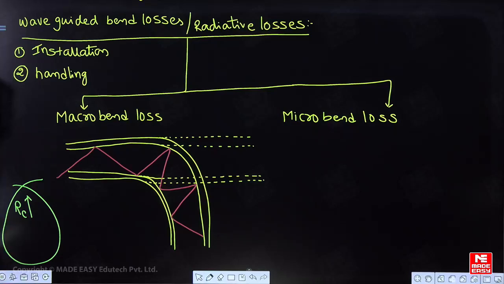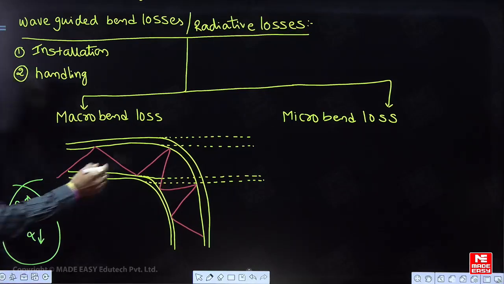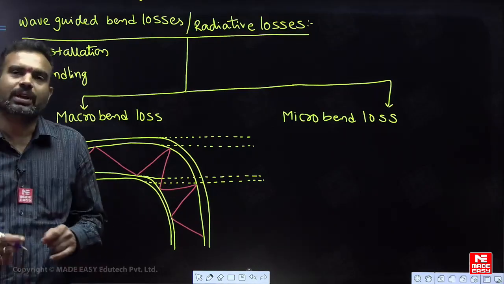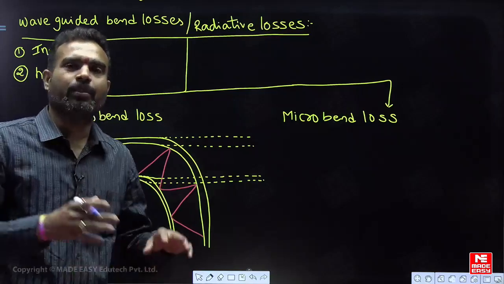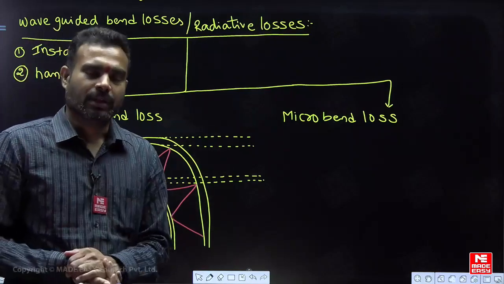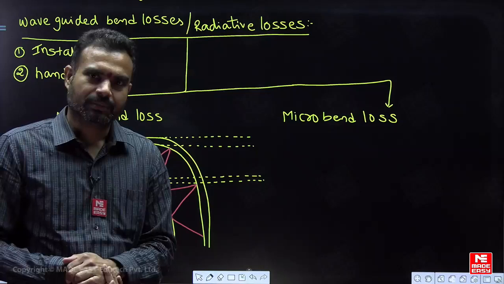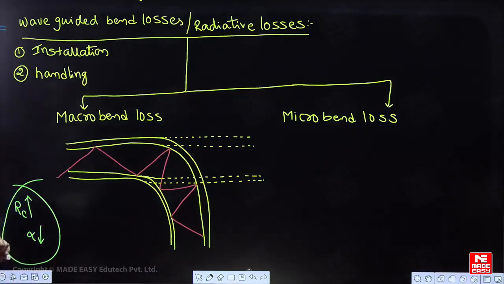So, with a large radius of curvature, when I am making a bend, the amount of loss that it offers is very less. Why? Because it is very clear that when the fiber is bending with a large radius, the change of the incidence angle cannot affect the fiber that much. So, bending with a large radius, your attenuation will be less, your loss will be less.